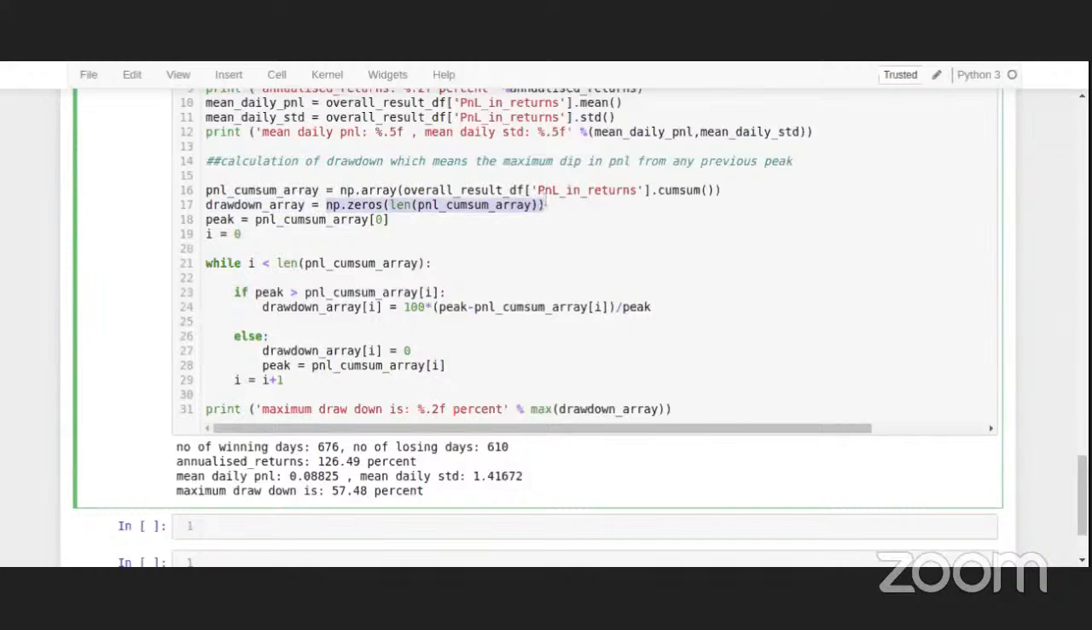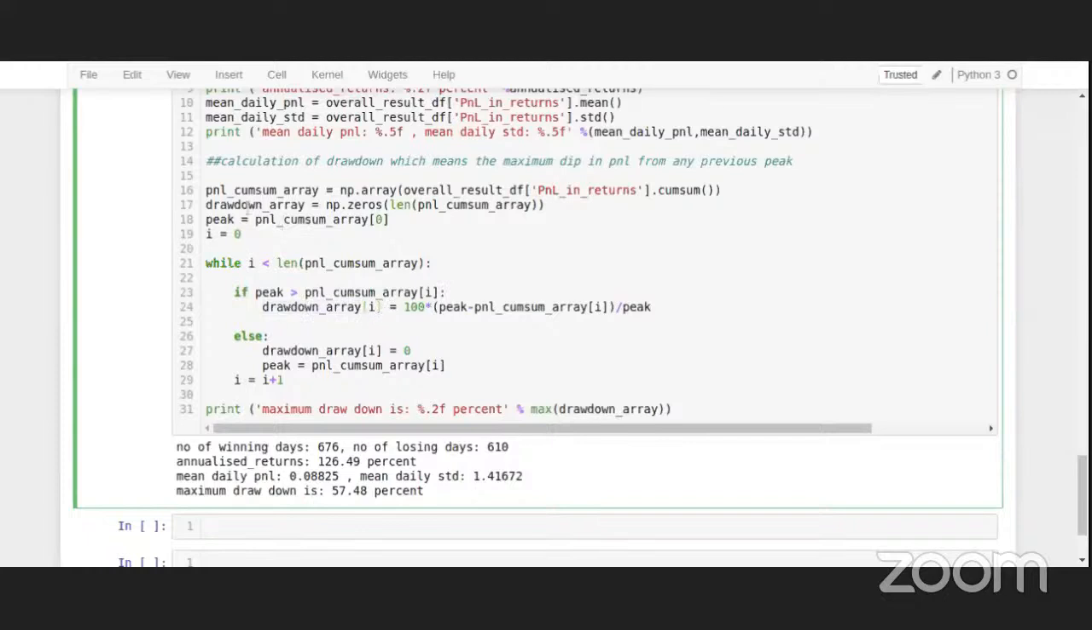The drawdown array is basically an array of zeros of the same length as this array. Then we have a dummy value for the peak, which is the first value of PNL_cum_array. Then we start from the zeroth value and keep iterating. In this loop, if the peak value is greater than the PNL_cum_array value, then we assign it to the drawdown array, right?